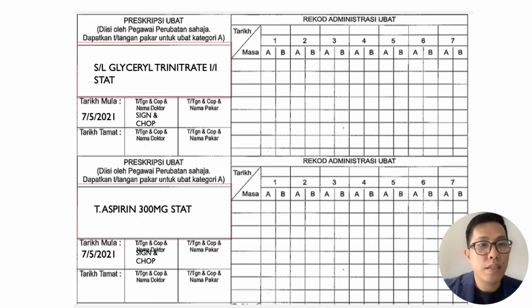We shall see some examples. So this is how you should write. If, for example, you are writing some sublingual GTN, you should write as such: sublingual glyceryl trinitrate 1/1, means 1 tablet, given stat. Tarikh mula, and then sign and CHOP. Tab aspirin stat 300 mg. Tarikh mula, sign and CHOP.